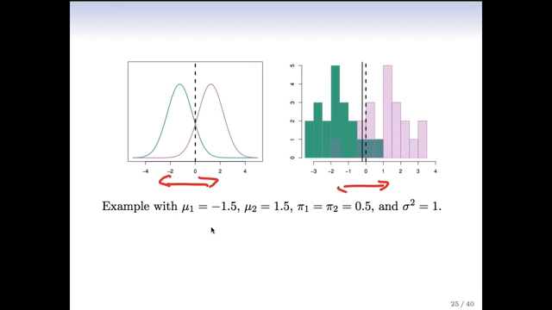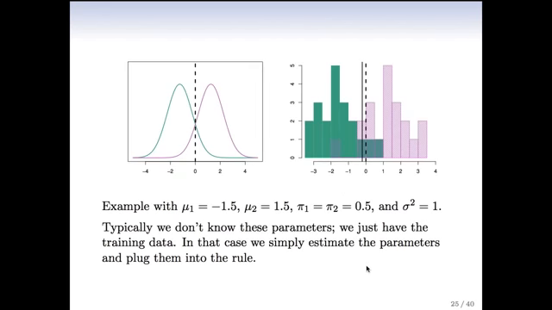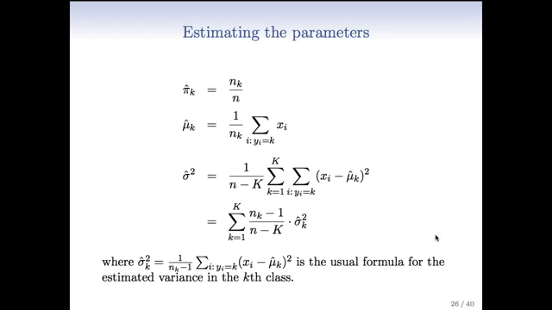In this case, the true means are minus 1.5 and 1.5, which means the average mean is 0, and the probabilities were 0.5. But we don't know these, so we're going to estimate them from the observed data and then plug them into the rule. So this is how we estimate them. The priors we need to estimate, so that's just the number in each class divided by the total number. That's obvious. For the means, we just compute the sample mean in each of the classes.